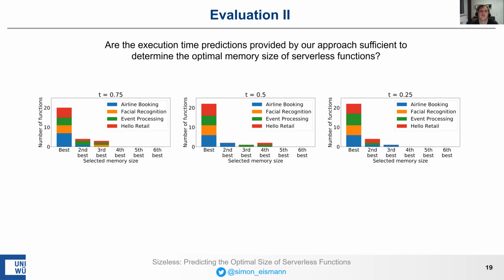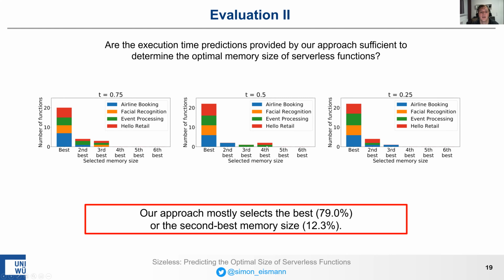Next, we looked at if the execution time predictions are accurate enough to determine the optimal memory size. We've looked at this for 3 different values for our trade-off parameter, 0.7, 0.5, and 0.25. You can see here that it usually selects the best memory size, often selects the second best memory size, and rarely the 3rd or sometimes 4th best memory size. But overall, our approach mostly selects the best or the second best memory size.